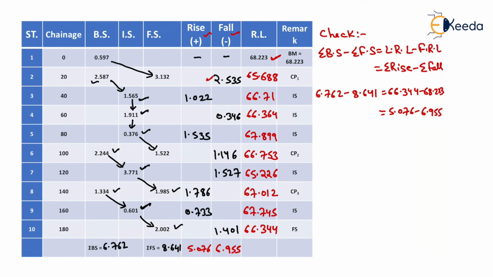On solving this, we will get the value as minus 1.879, which is equal to minus 1.879, which is equal to minus 1.879. That is, all the values are the same. So we have calculated the RL correctly and we have solved this numerical correctly. That is all about this numerical. Thank you very much, students.